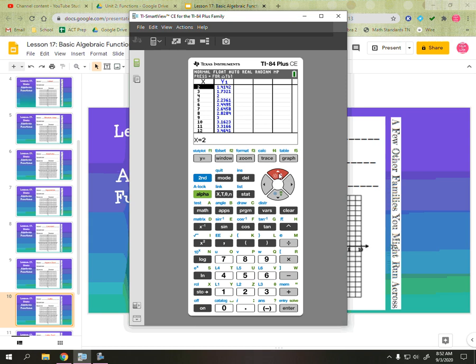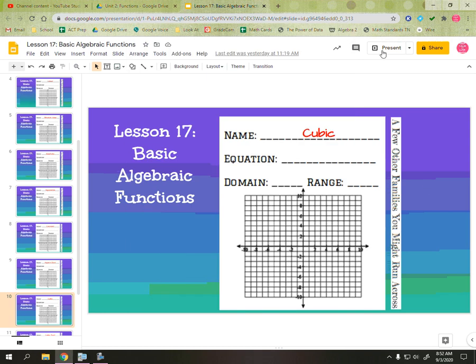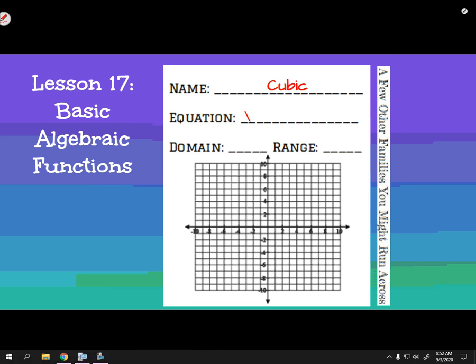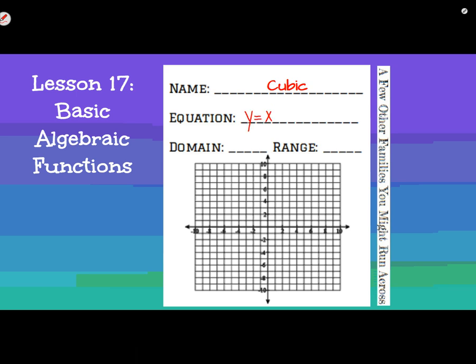All right, I have two more to show you, and this one is the cubic family. The cubic family equation is y equals x cubed. Or again, you can write it as f of x equals x cubed. Remember that f of x and y stand for the same thing. All right, here's your graph.